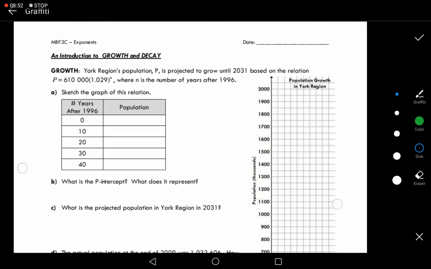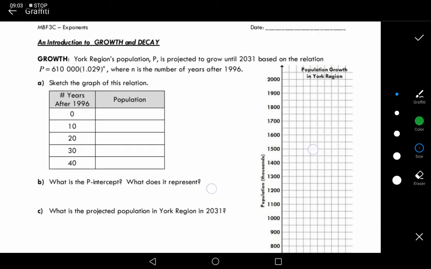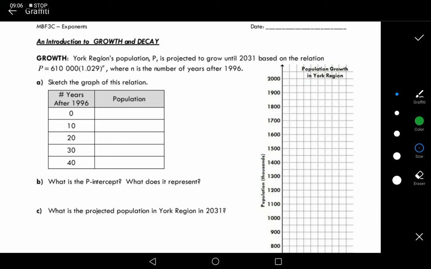Okay, so an introduction to growth and decay, and this is just going to basically set us up for our next lesson. So obviously with all of our lessons, we're building on concepts as we move forward, but this unit specifically, we kind of introduced the topic in the lesson before. So this is an example of growth. York region's population, P, is projected to grow until 2031, based on the relation P equals 610,000 times 1.029 to the power of n, where n is the number of years after 1996.